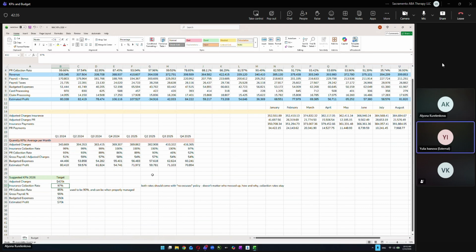I think 97 is reasonable. There is always room for improvement, of course, but yeah. I agree with this number, in my opinion. Vladimir?